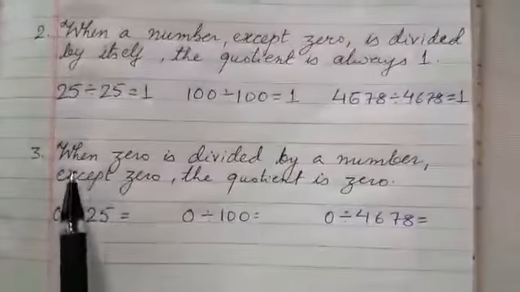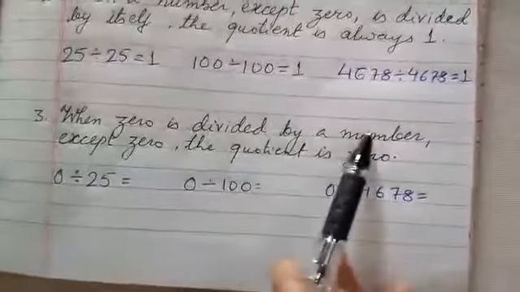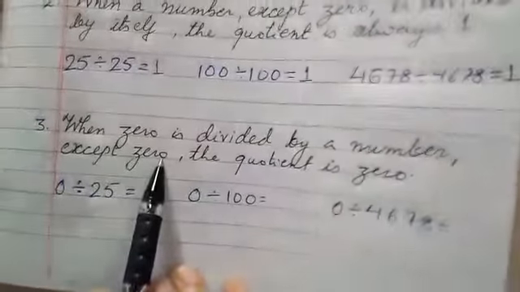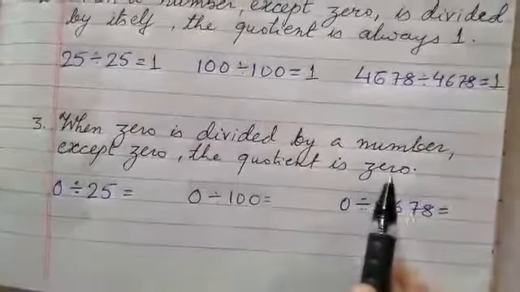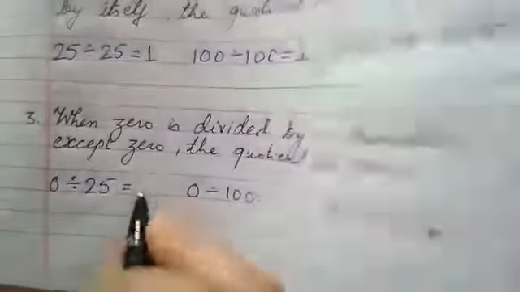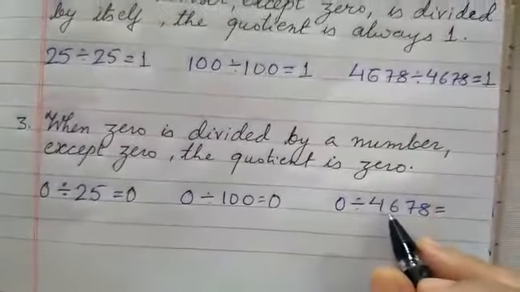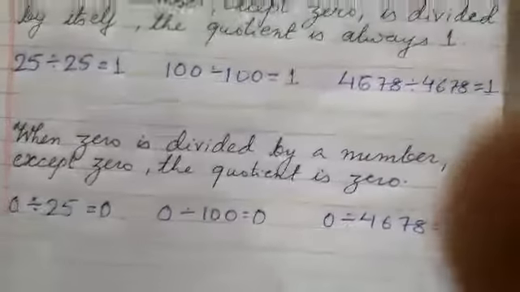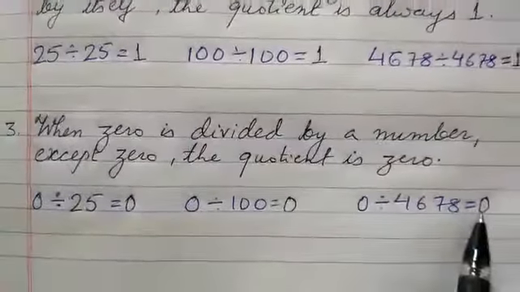Now the last one. When 0 is divided by a number except 0, we are not talking about 0. Means other than 0, if you divide 0 by any number, the answer will be 0 only. So when we divide 0 by 25, we will get 0. By 100, 0. When we divide 0 by 4678, 0. It means if we divide 0 by any number, we will always get 0 only.